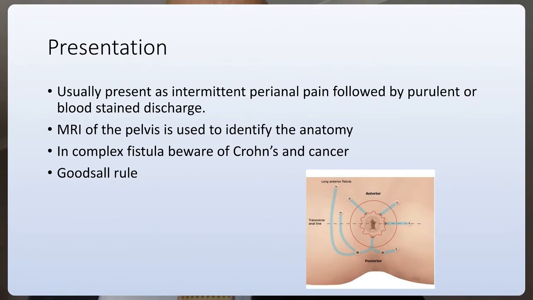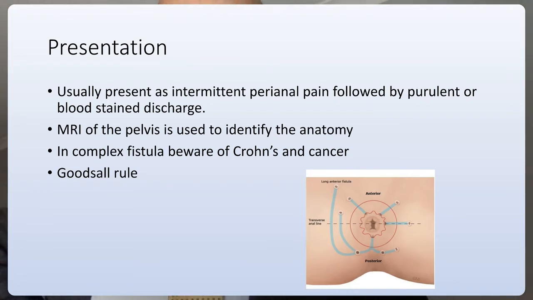Now, again, the presentation is the same as we said: purulent discharge stained by blood, intermittent, with a perianal lump. Often we will ask for an MRI of the pelvis. MRI is very available. In the past, surgeons used to do probing of the fistula, which I think is traumatic and can lead to formation of a false track.